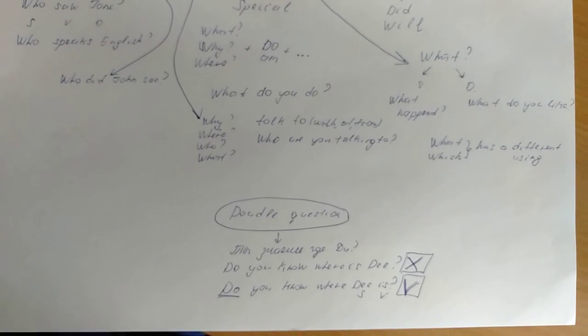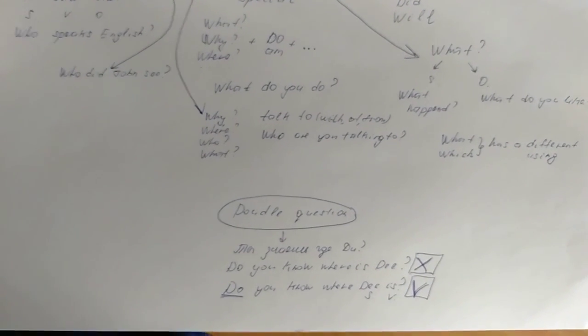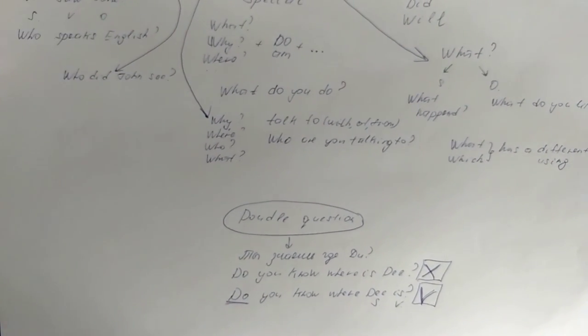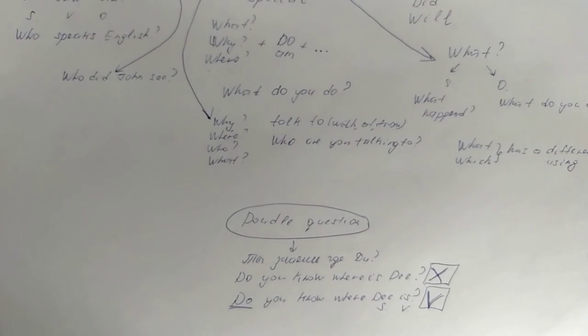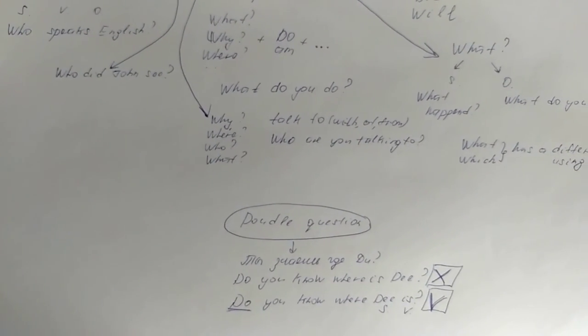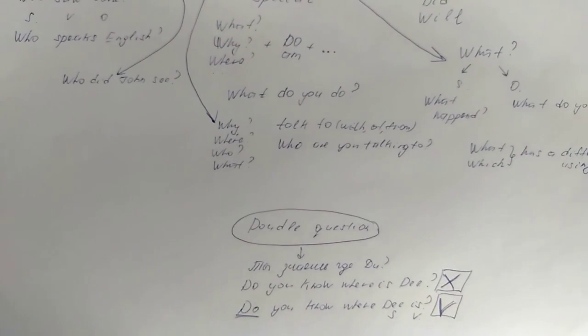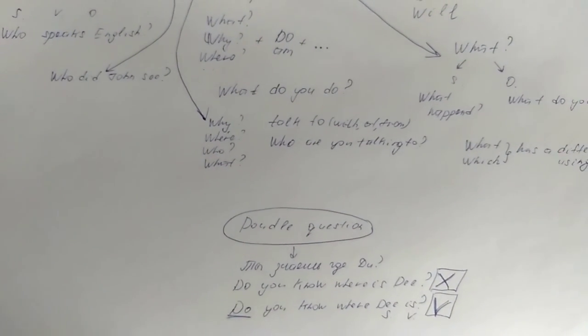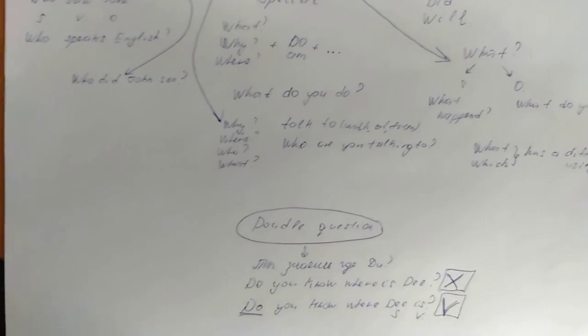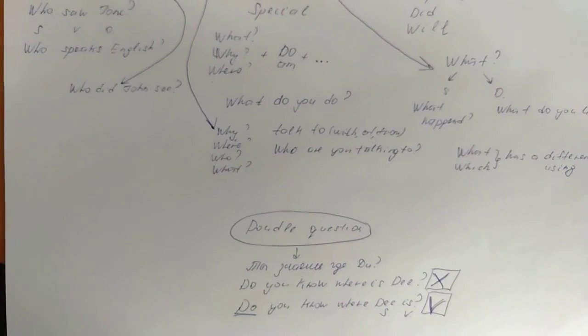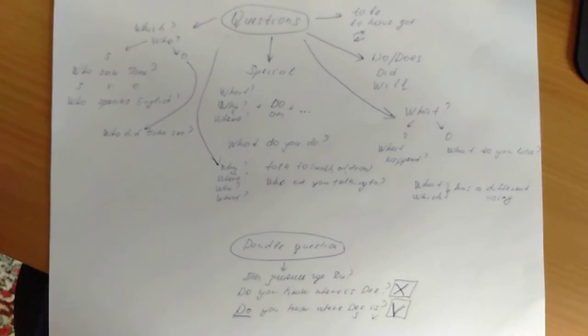When we want to ask a double question, we must use SVO. For example, do you know where is D? It isn't correct because it hasn't got SVO structure. So we must say, do you know where D is? That's all about questions.